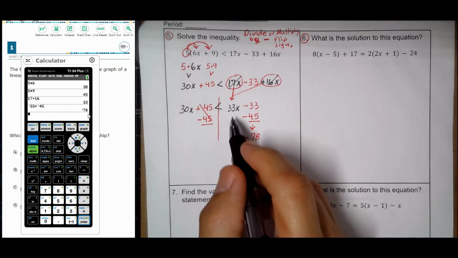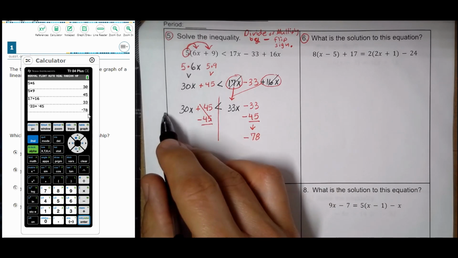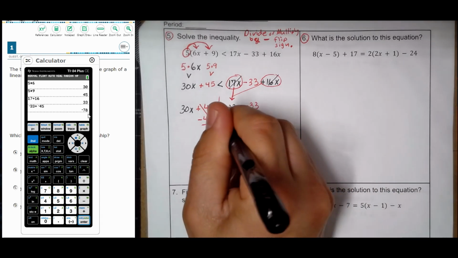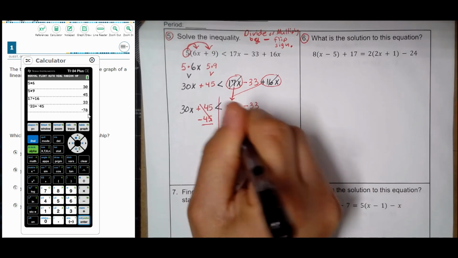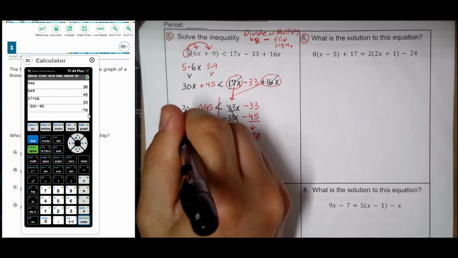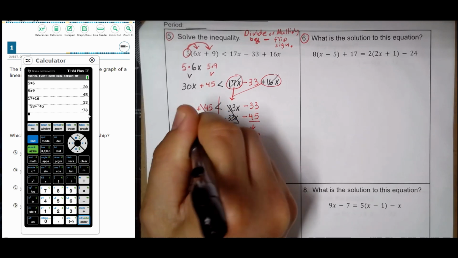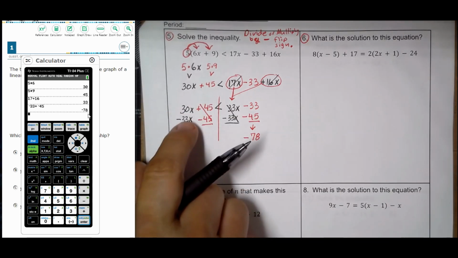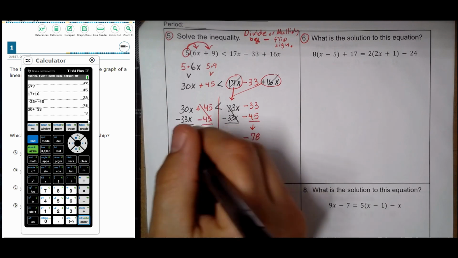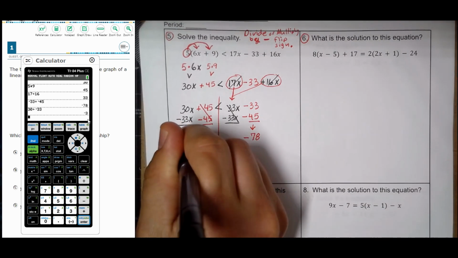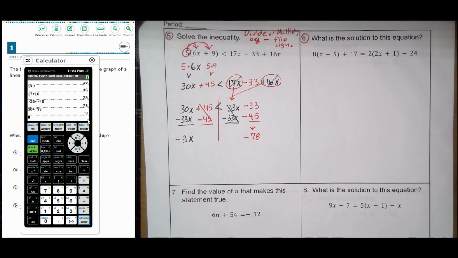All right, now we want to move this variable over to the left. So we have 33x, and so I'm going to subtract 33x. So that cancels, subtract 33x on this side. And once again, we're combining 30 plus negative 33. So 30 plus negative 33. And it gives me negative 3. So negative 3x.